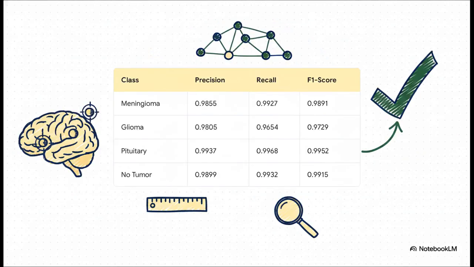And if we zoom in even more, this scorecard breaks it down by tumor type. The two big numbers to look at here are precision, which basically asks, when it says something is a tumor, how often is it right? And recall, which asks, of all the tumors that were actually there, how many did it successfully find? And look at those scores, especially for pituitary tumors, over 99%. It's not just good on average, it's rock solid for each specific case.